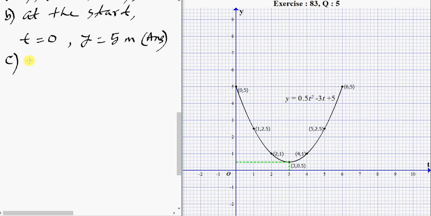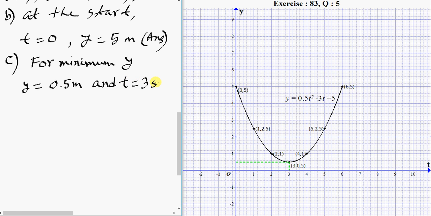So for minimum, y equal to 0.5 meter and at that time t equal to 3 seconds.